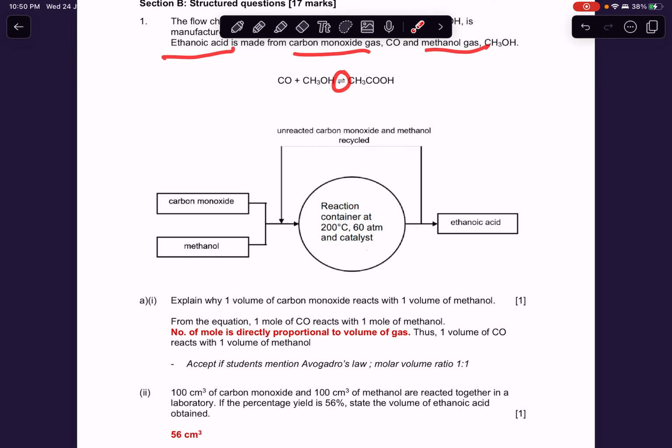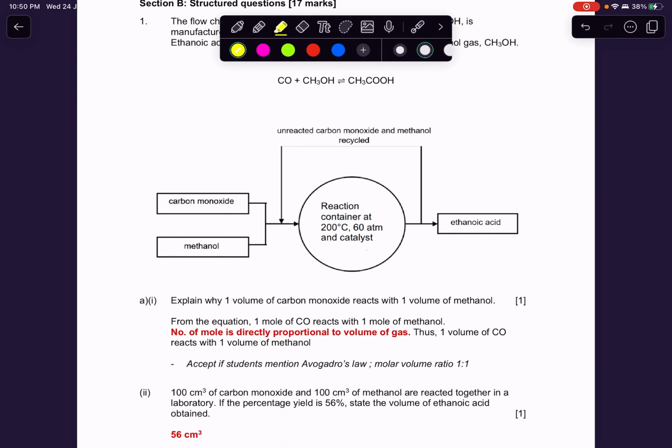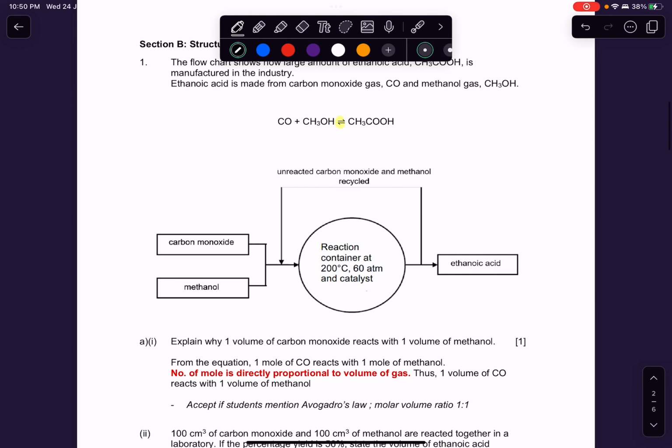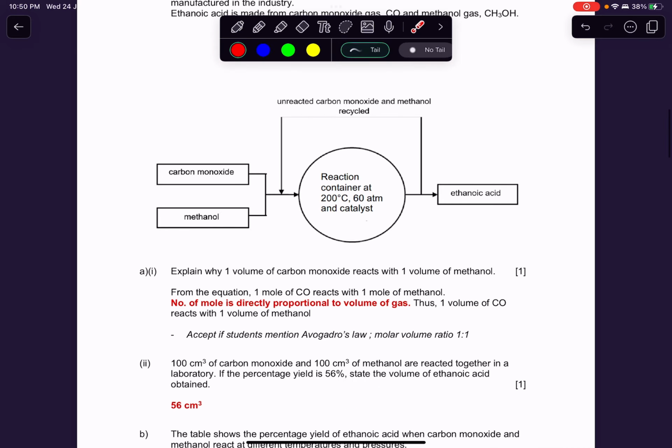Notice what you see here: a reversible sign, which means it behaves very similarly to the Haber process. You cannot get 100% yield of ethanoic acid. It's impossible, because both forward and backward reactions are happening at the same time. Notice what they did was the unreacted material, they send back to recycle. The reaction container is at 60 atm with catalyst and 200 degrees Celsius, quite similar to the Haber process in terms of these three conditions.